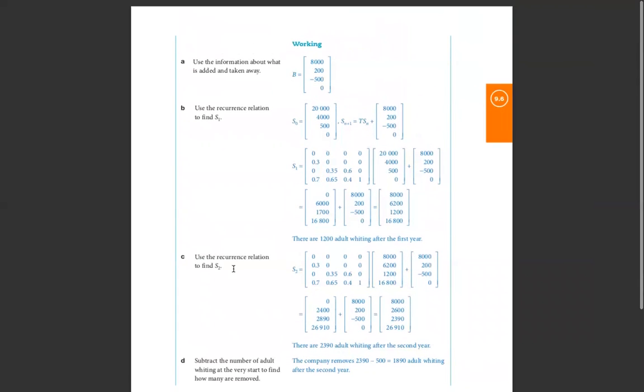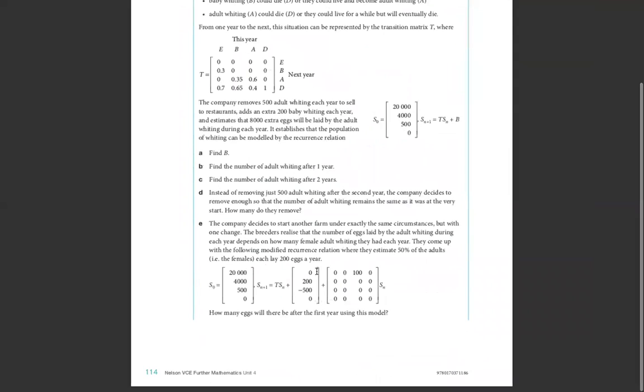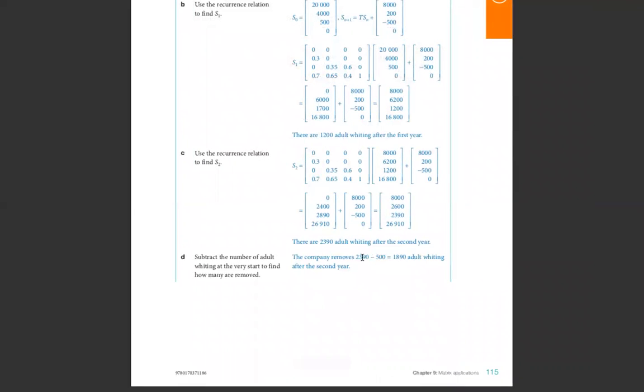Okay, then you need to find out, instead of removing just 500 adult whiting after the second year, the company decides to remove enough so that the number of adult whiting remains the same as it was at the very start. So how many do they remove? It's basically simple. There are 2390 now, and initially they were removing 500, so you just take that away. So 1890 adult whitings after the second year.